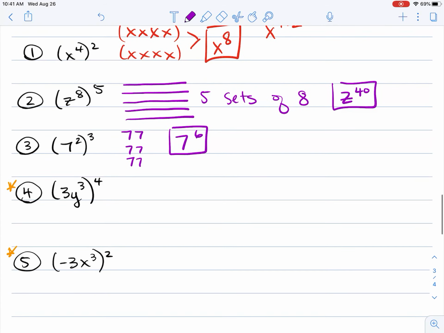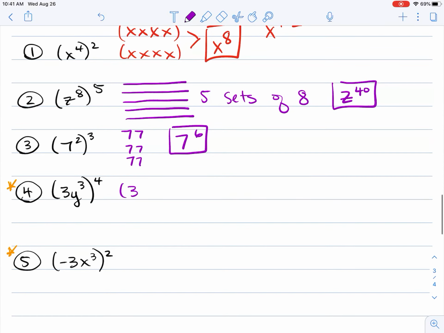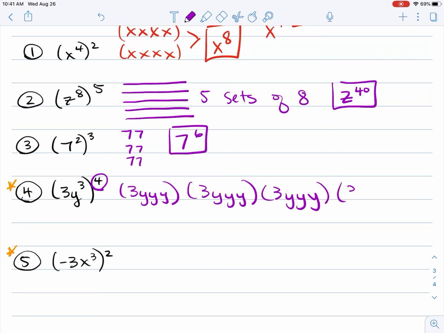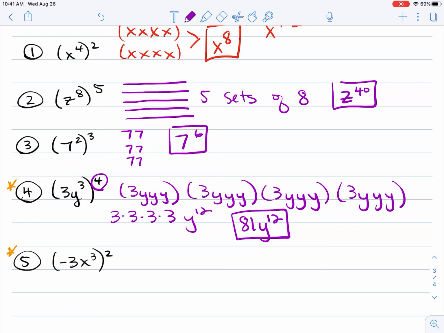Number 4 and 5, these were some tricky ones yesterday, specifically in the Desmos lesson. So I'm going to write out the inside. So there's my first parenthesis, and then I have 4 sets of those. Once you write this out, it's kind of nice because it becomes the first property, the product property. So essentially, I am multiplying all the 3's, and then I count my y's, and I have 12. So if I can figure out what 3 times 3 times 3 times 3 is, which you can in any calculator, this simplifies to 81 y to the 12th, okay?